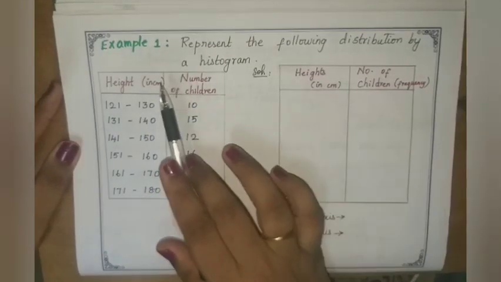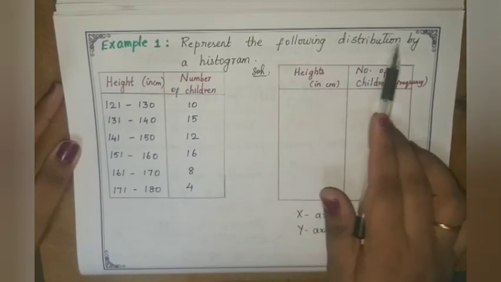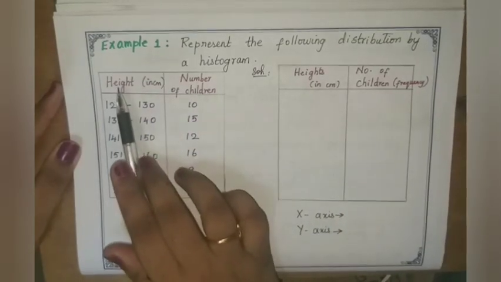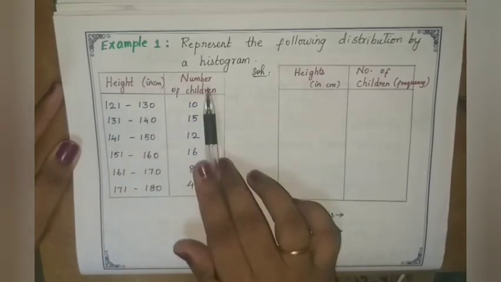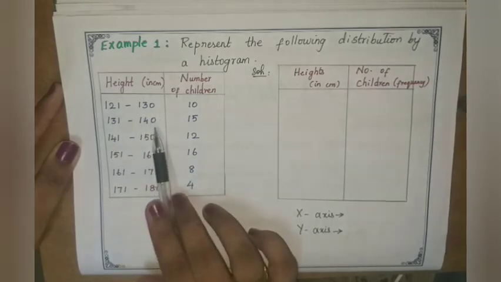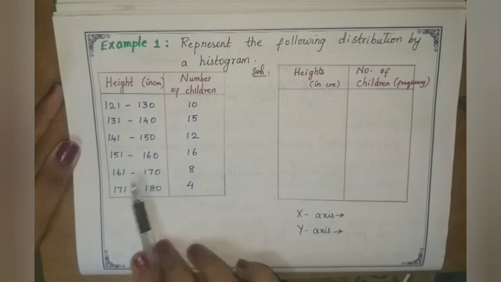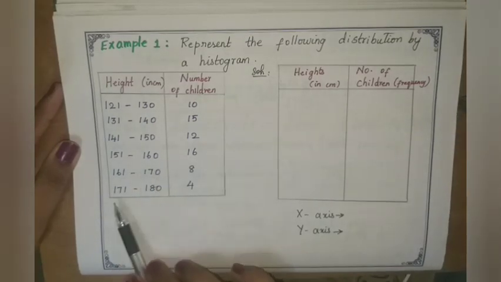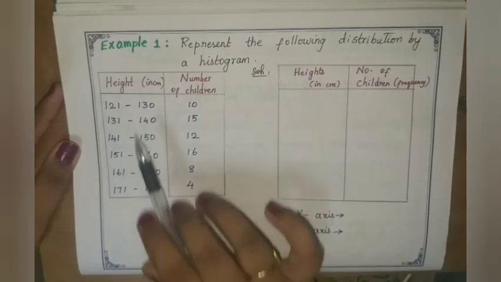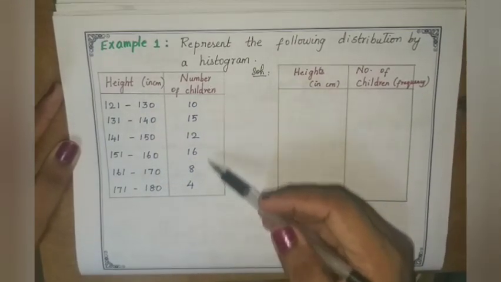Example for a non-continuous class interval. Represent the following distribution by a histogram. The question they have given is height and number of children: 121 to 130, 131 to 140, 141 to 150, 151 to 160, 161 to 170, 171 to 180. This is the frequency distribution, and they have given the number of children.